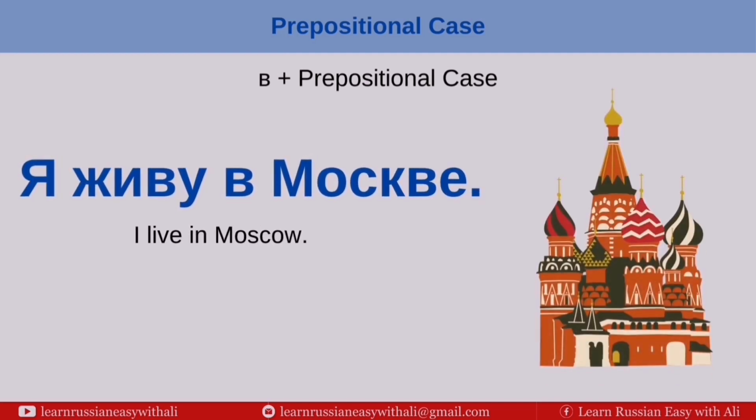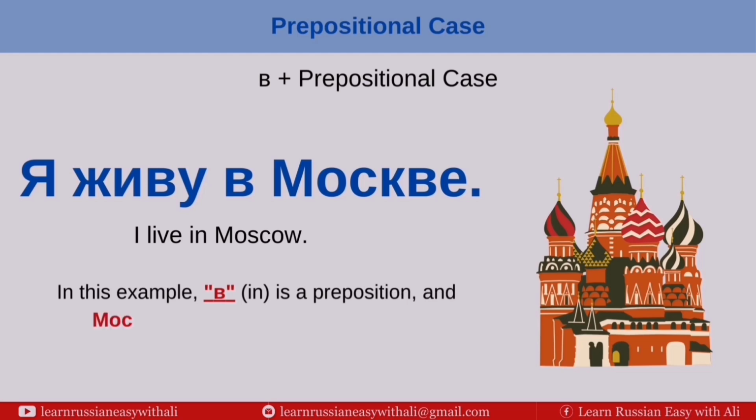Я живу в Москве. In this example, в, "in," is a preposition and Москва is in the prepositional case.